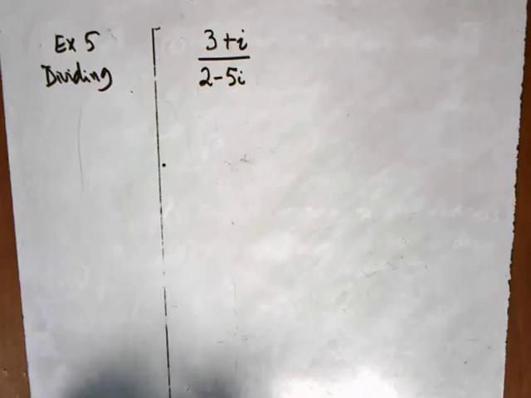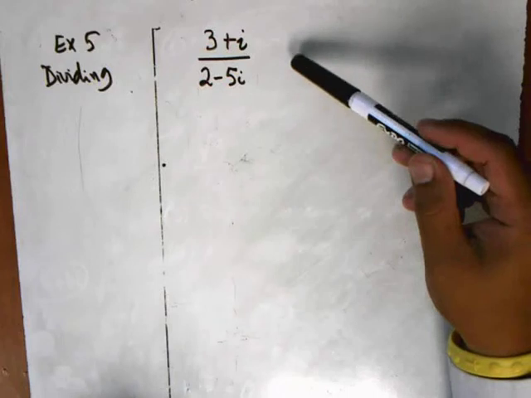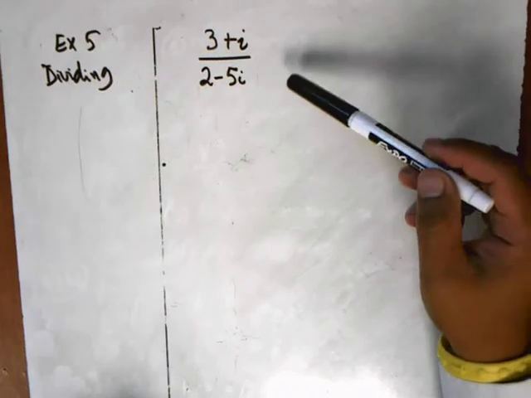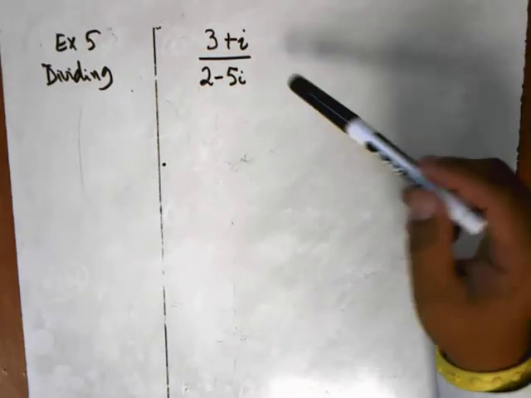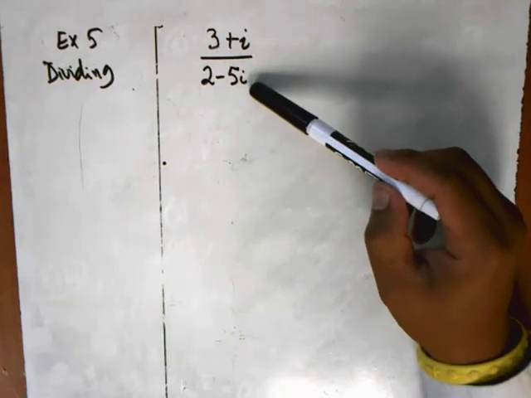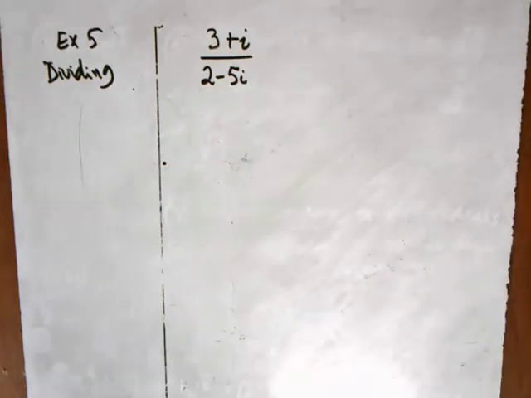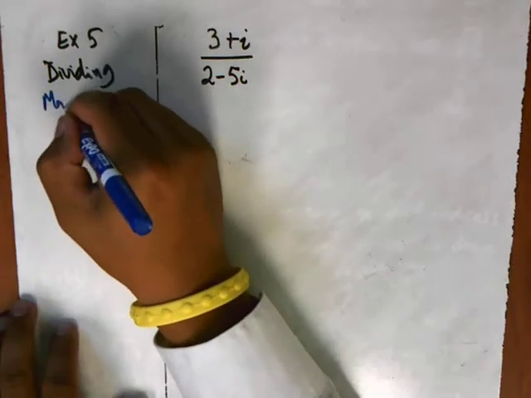Okay, so here I have an example of dividing complex numbers. I have 3 plus i divided by 2 minus 5i. Now, this is just a fraction of a complex number, but it is not in standard form. So what we're really trying to do is convert it to standard form, and we cannot have any imaginary numbers in the denominator. So the way that we're going to approach this is a little bit unusual, but we're going to multiply it by 1.